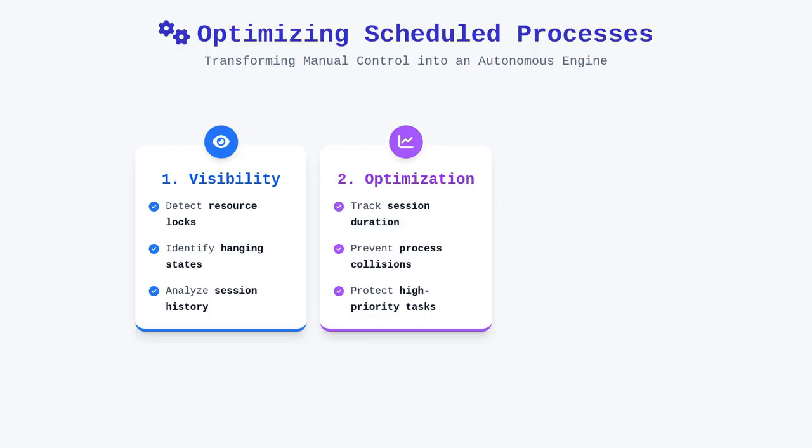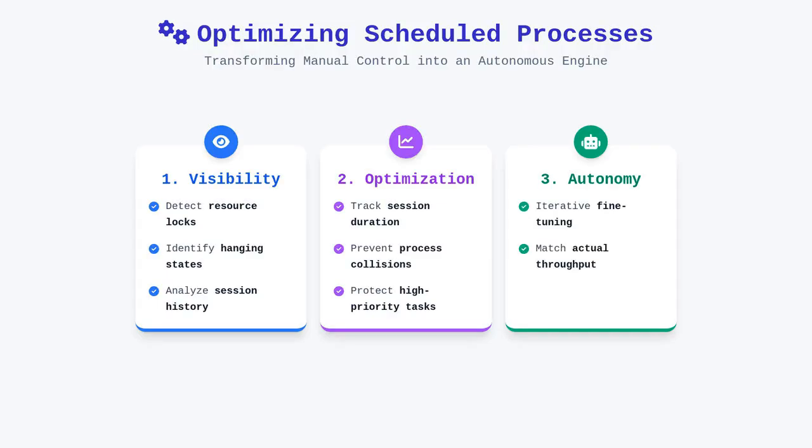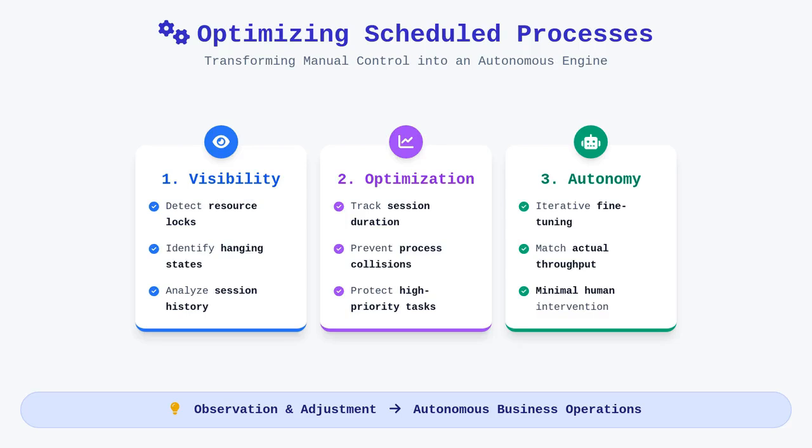Effective schedule management is an iterative process of observation and adjustment, where you fine-tune the timing and resource allocation to match the actual throughput of your environment. This practice turns your control room from a manual control dashboard into an autonomous engine that runs your business operations with minimal human intervention.